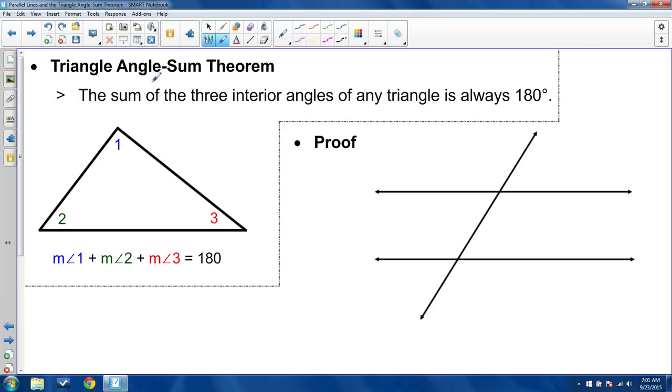Okay, let's dig into the Triangle Angle Sum theorem. What it says is that the sum of the measures of all three interior angles is always 180 degrees. So if I add up the measure of angle 1, the measure of angle 2, and the measure of angle 3, their degrees will equal 180 when they're all added up. So the measure of angle 1 plus 2 plus 3 is 180.